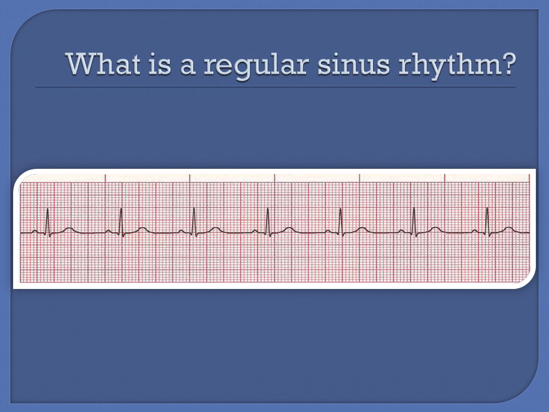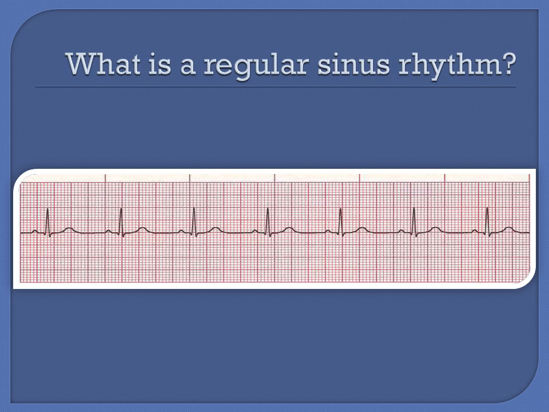So what do you think? What is a regular sinus rhythm? Okay, let me tell you. All sinus rhythms originate from the sinoatrial node. The characteristics of a sinus rhythm include upright P waves that are similar in appearance, PR intervals of normal duration, and normal QRS complexes, provided that no ventricular abnormalities are present in the rhythm.